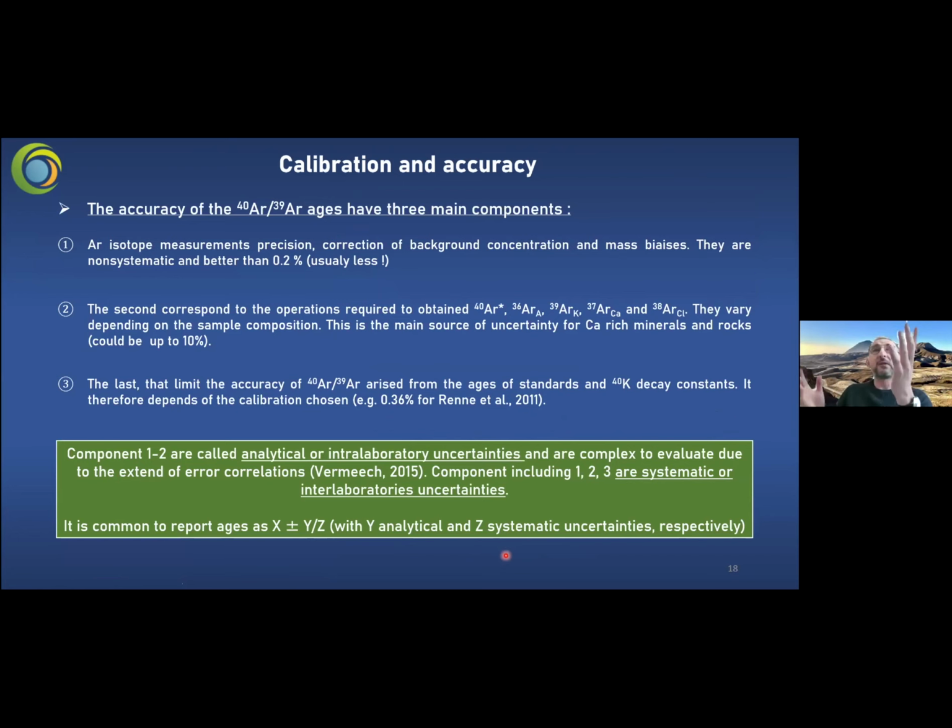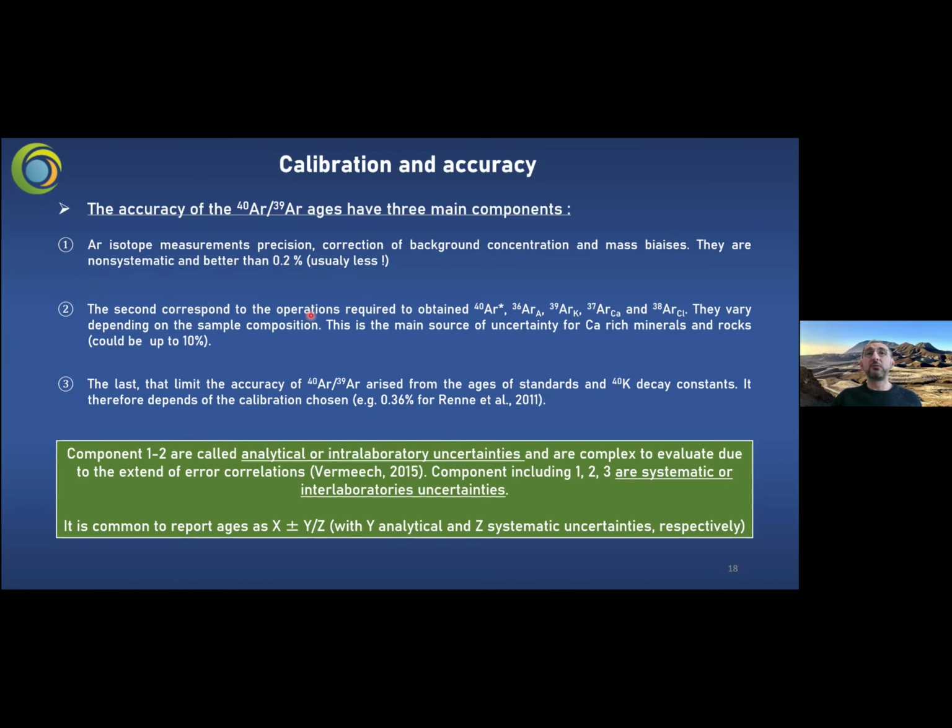So to summarize everything, the accuracy of the argon-argon method is based on 3 components. The first one is the argon isotope measurement itself, with all the corrections and background concentration, mass biases, which are non-systematic. And now I could say, and I would not have said that 10 years ago, we could do better than 0.2%, and usually less with potassium-rich materials.